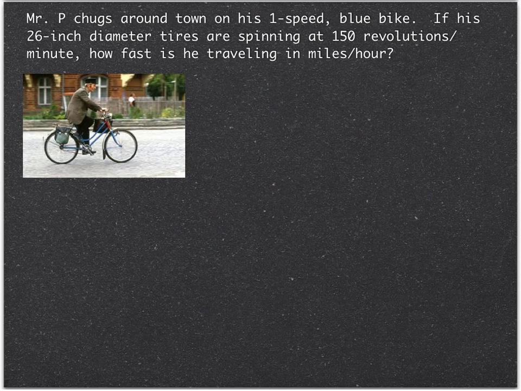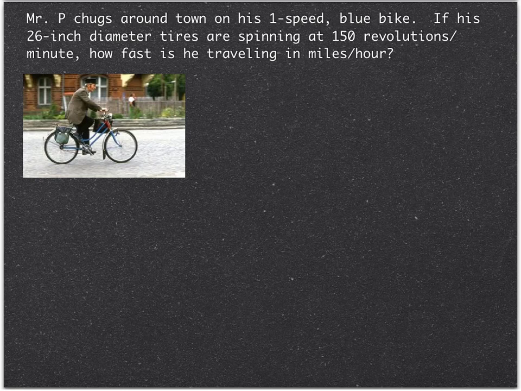All right, here I am driving my bike. Notice that many of you know I have a one-speed blue bike, and my tires are 26 inches in diameter, and so that means that of course the radius would be just 13 inches. But anyway, how fast am I going if my tires are going 150 revolutions per minute?